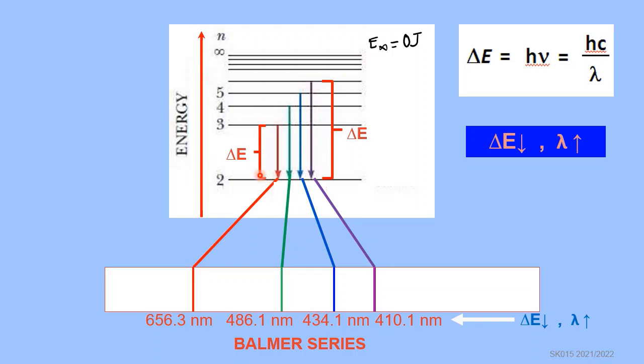Okay, so the first line can be from n equals 3 pergi turun n equals 2. The second line daripada n equals 4 turun n equals 2. Third line daripada n equals 5 turun n equals 2. And the fourth line daripada n equals 6 turun pergi n equals 2. Okay, so bila awak ada these 4 transition, maksudnya awak dah buatlah the transition of electron for the first 4 lines of Balmer series. Okay.